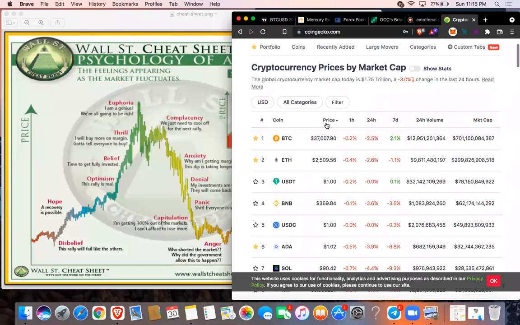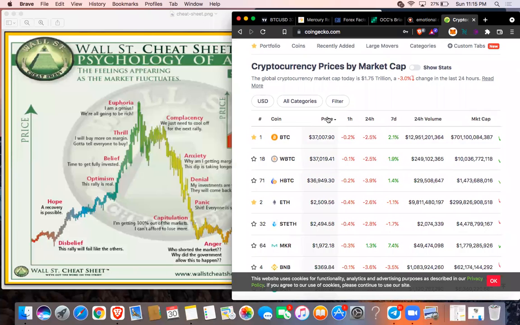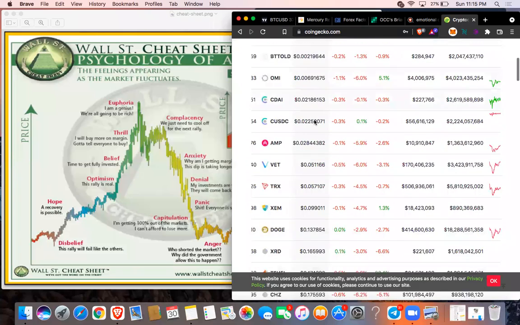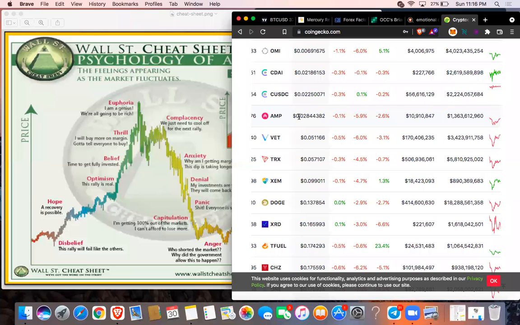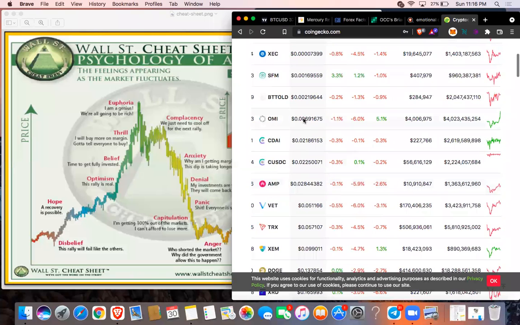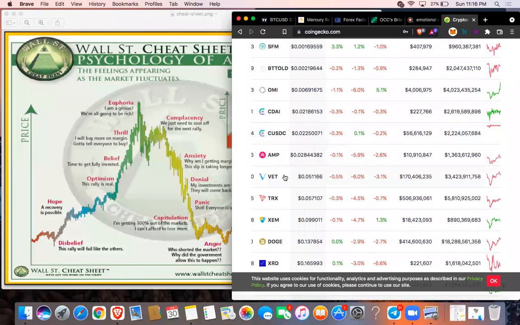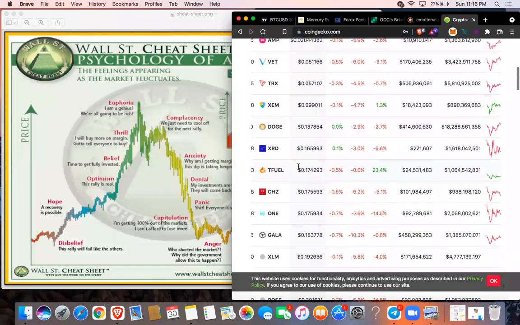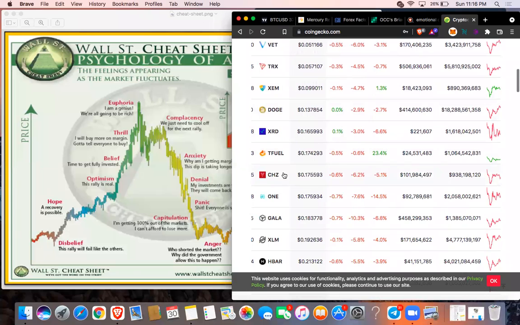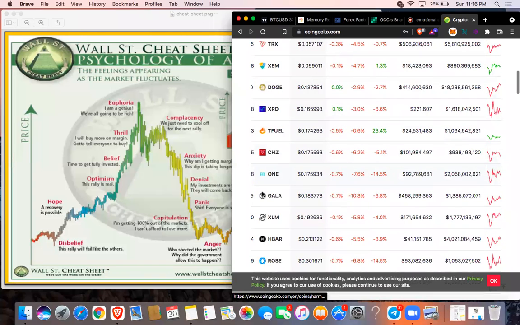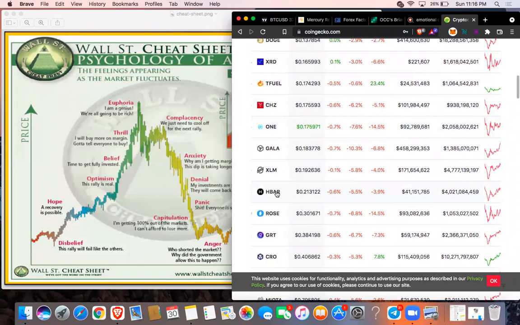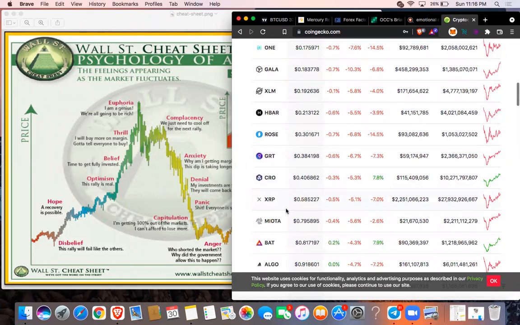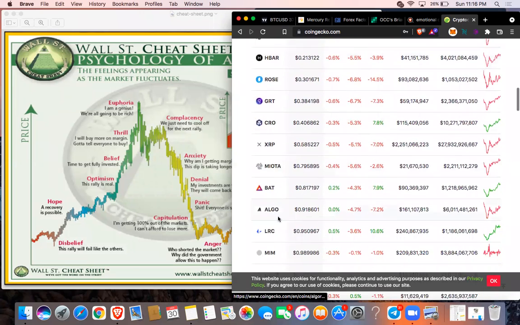And here's the next cool thing, and I put this on my Instagram. Coins that are under $1. There are a ridiculous amount of coins under $1 right now that are great coins. AMP, VeChain, XEM is old, Dogecoin, CHZ, dope, One, Gala, XLM, HBAR, Rose, GRT, Crow, XRP, IOTA, BAT.